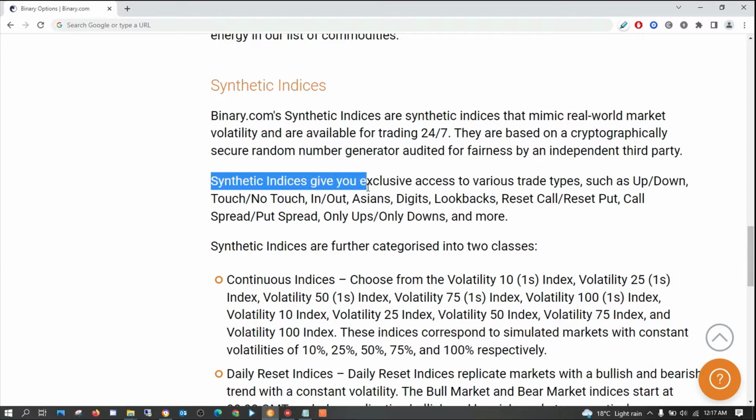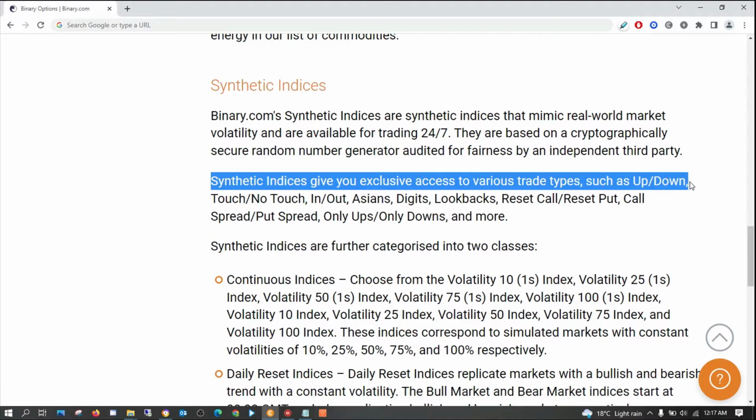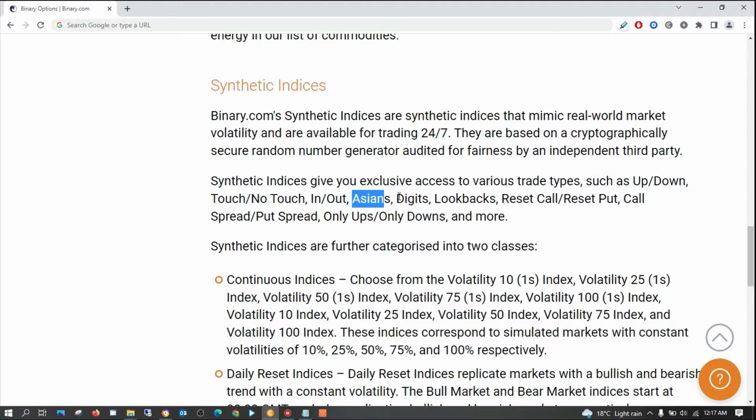Now, synthetic indices give you exclusive access to various trade types, such as up and down, like we saw yesterday, or in the last video. We have touch or no touch, in and out, Asians, digits, lookbacks, reset call and reset put, call spread, put spread, only ups, only downs, and more. Okay, but with this channel we'll not deal with all of these, because some of them are not necessary and they're not profitable. But the ones that we will dwell on more are up and down, touch or no touch, digits, reset call, reset put, call spread, and only ups and downs.